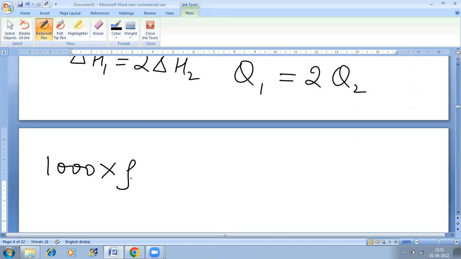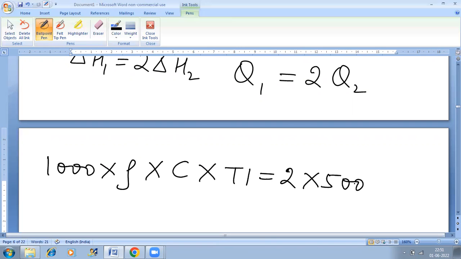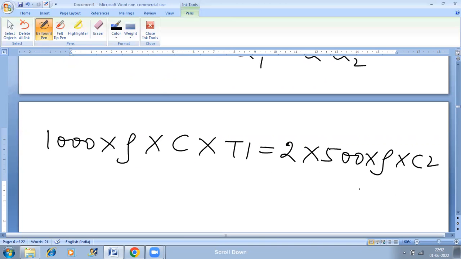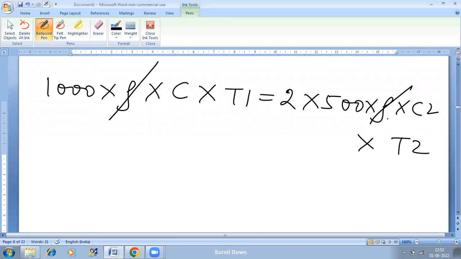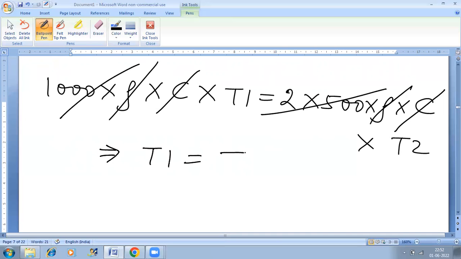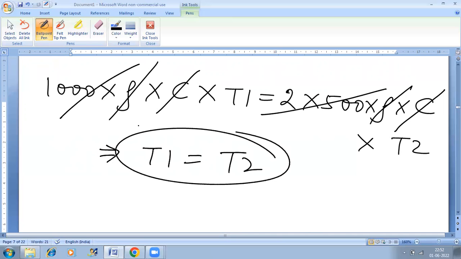So 1000 into rho into C into delta T1 is equal to 2 into 500 into rho into C into delta T2. C, the specific heat capacity of the solution, won't change. That's an intensive property that will remain the same because the same chemicals have been used. From here, we can clearly see that delta T1 is equal to delta T2. What was delta T1? The change in temperature in case 1. What was delta T2? The change in temperature in case 2. So option A is correct.